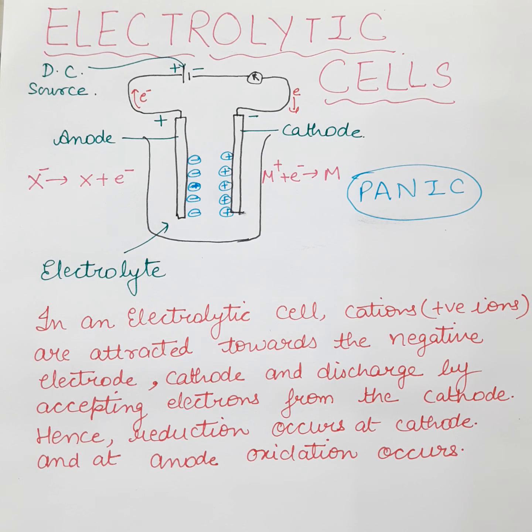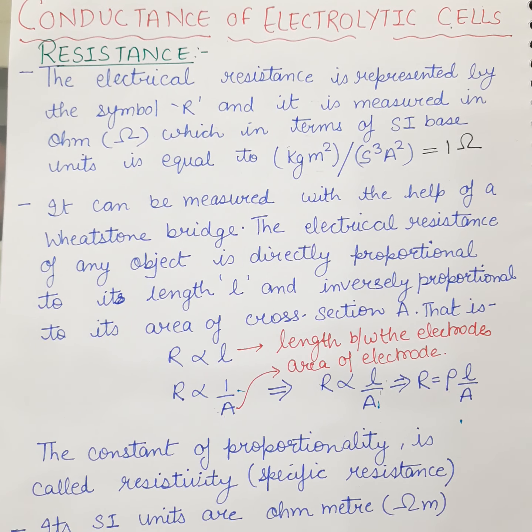Now I am going to discuss the terms which are related with the conductance of electrolytic solution. The first term is resistance. Basically, students, it is the hindrance provided by a conductor in the passage of current. Every substance offers resistance to the flow of electricity to a small or large extent. The electrical resistance is represented by the symbol R and it is measured in ohm.